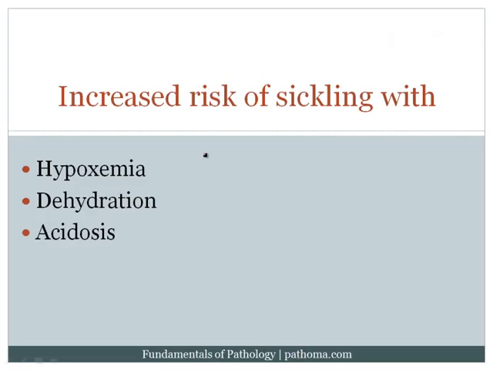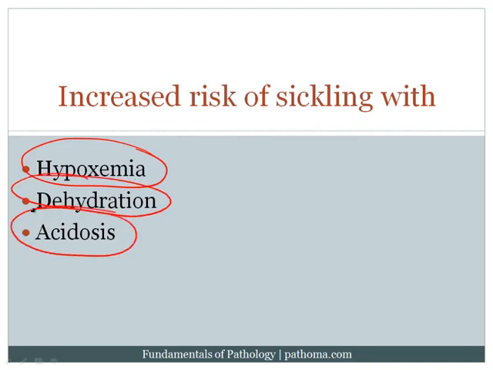The circumstances in which we would see an increased risk of polymerization of the hemoglobin would be in hypoxemia. So when the hemoglobin is deoxygenated, there'll be an increased risk of sickling. In dehydration, there's an increased risk of sickling. And in acidosis, there's an increased risk of sickling. So these are the three driving factors for sickling.